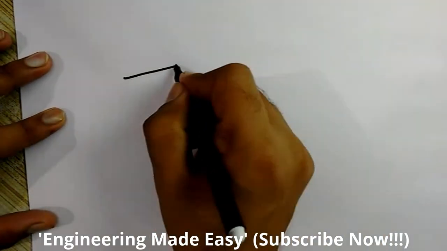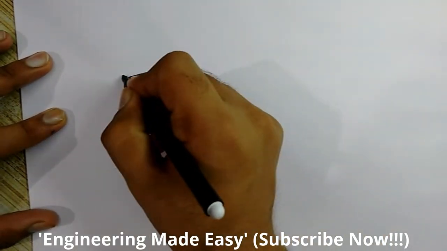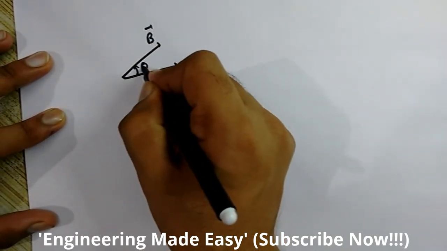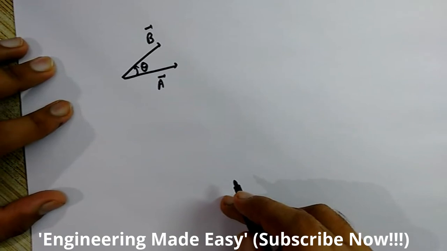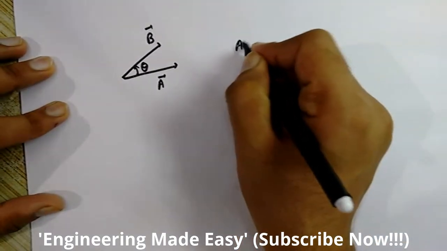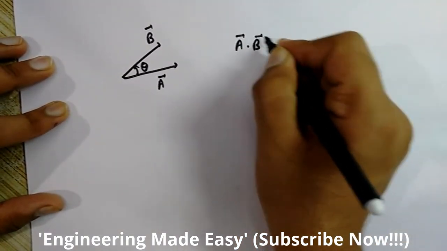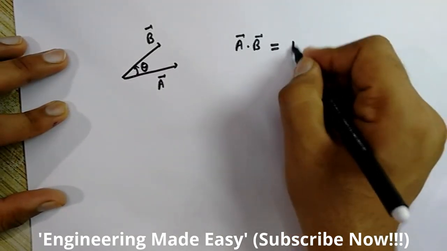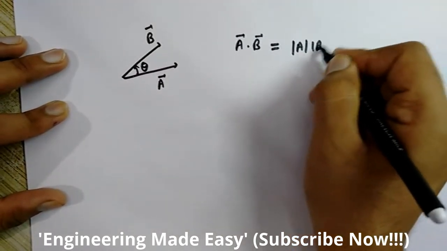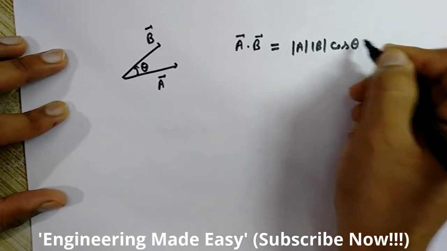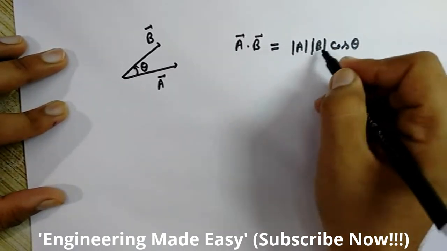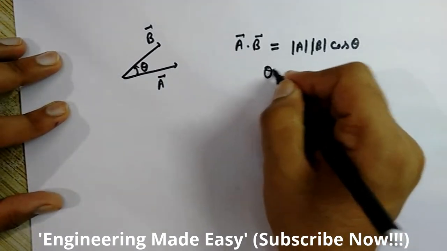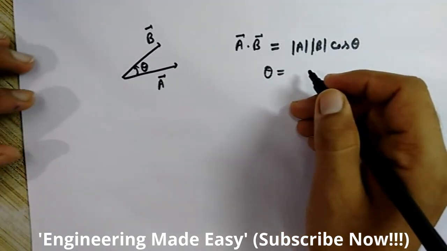If I have this vector A, and here is the vector B and angle theta. Since we know that the dot product of vector A and B is AB cos theta, where A and B are the magnitudes. Okay, so let's take a few important values of theta.